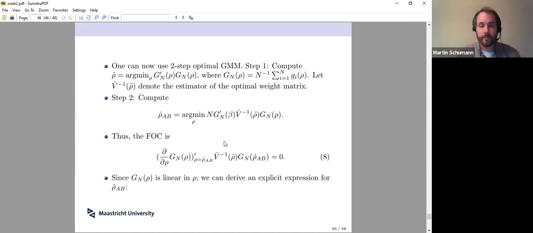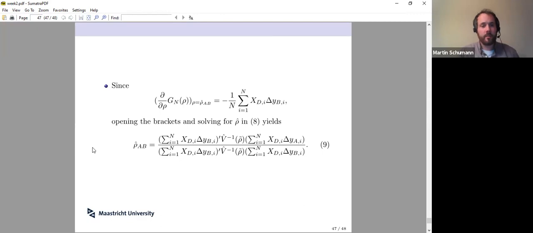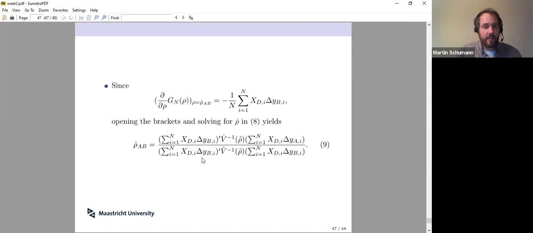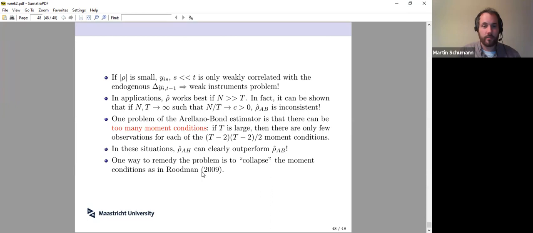And now finally, because g_n of beta is a linear function, we can actually derive an explicit expression for rho_AB. So we can solve this explicitly. And this looks a little bit messy, maybe. So we take the derivative of g, that looks like this, comes straight from this expression here. We also know what g_n looks like, and therefore you see this pretty messy stuff here is the Arellano-Bond estimator. Super famous, beyond famous, more than 30,000 citations famous, which is crazy.